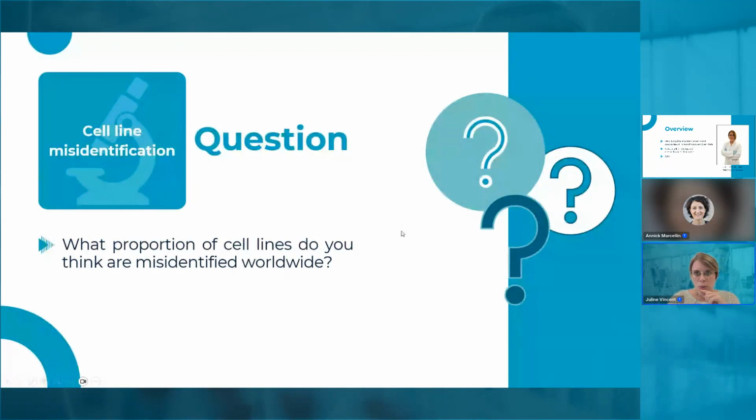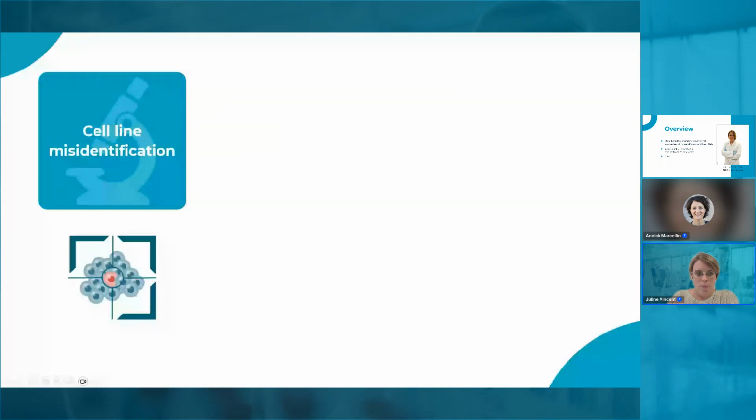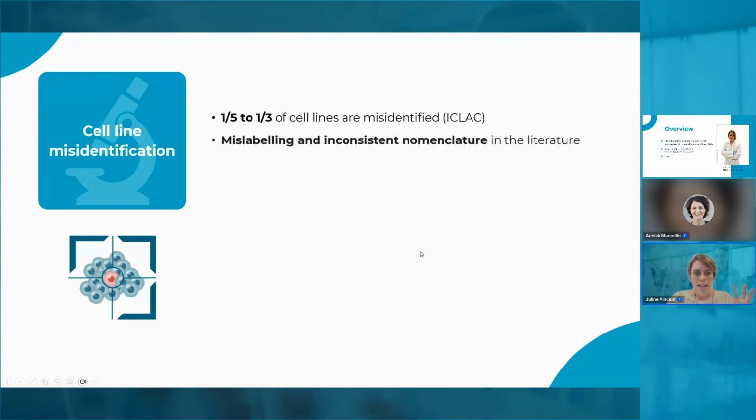Okay, so here we go. We can answer the question together. This is not trivial when we see these figures, because according to the ICLAC, one fifth to one third of the cell lines are misidentified worldwide. This issue is due to handling errors, mislabeling in labs, and inconsistent nomenclature in the literature.